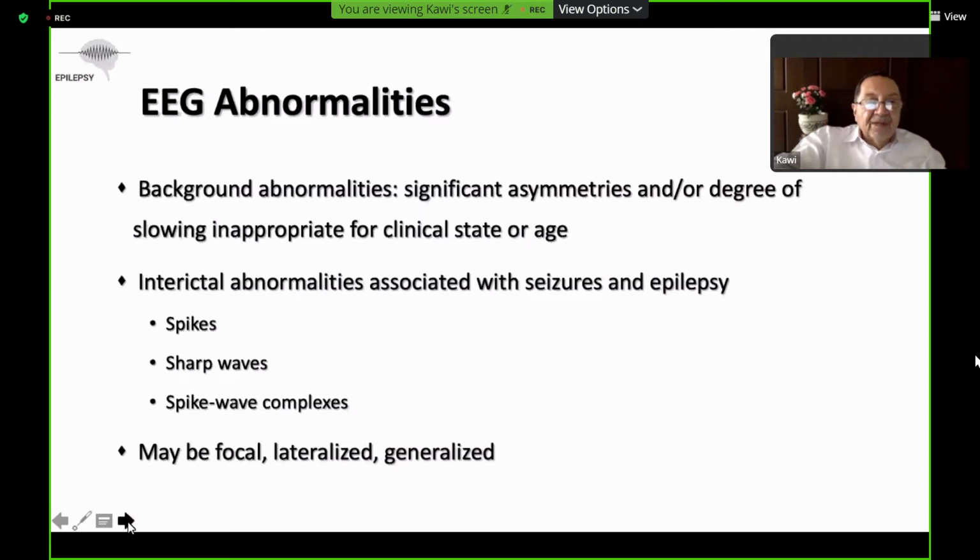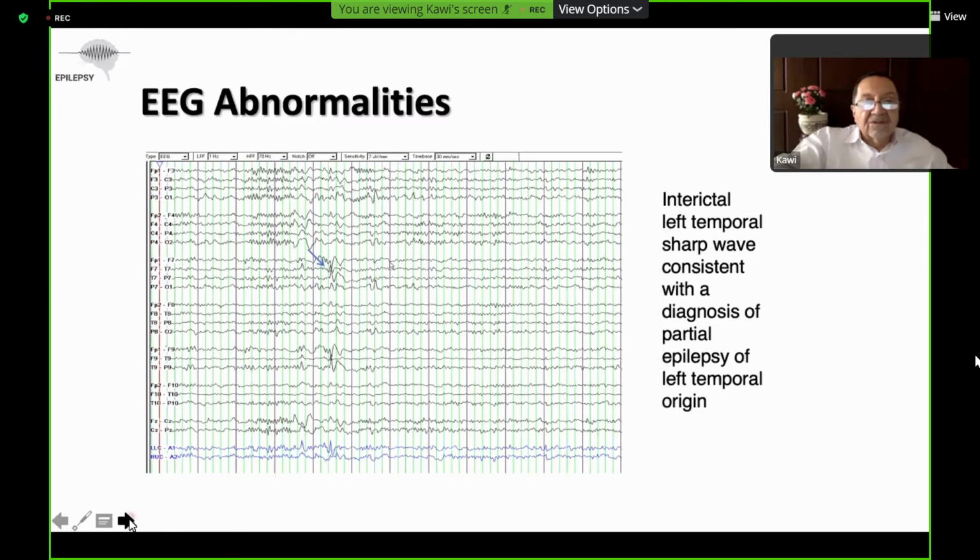The EEG abnormalities that we may find: background abnormality, there might be significant asymmetry, or it might be completely normal. There might be some focal slowing or generalized slowing inappropriate to the state of wakefulness of the person or to his age. Inter-ictal abnormalities mean the spikes that happen and don't lead to visible seizures. There might be spikes, sharp waves, or spike wave complexes. These abnormalities may be focal, lateralized, or generalized in the electroencephalogram.